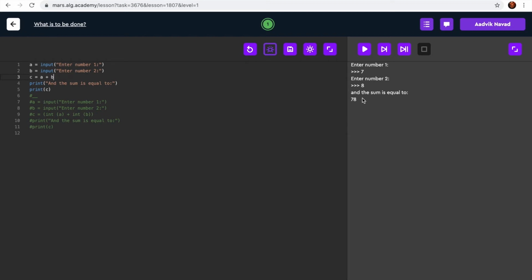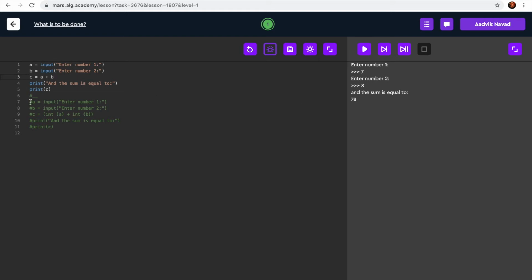You only get 78 because it's putting a and b together. So a is 7 and b is 8. Technically it's saying 7 plus 8 is equal to 78 because you're joining those two numbers. Because you haven't defined a and b as integers, it thinks they are strings, pieces of text which you just put together. But that is incorrect because we want math functions.